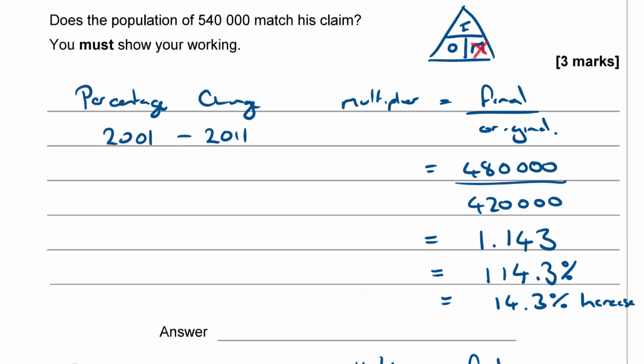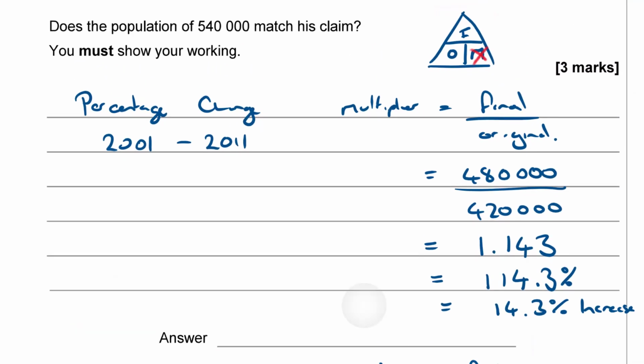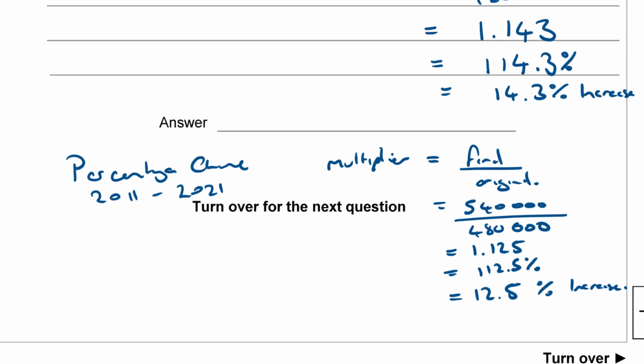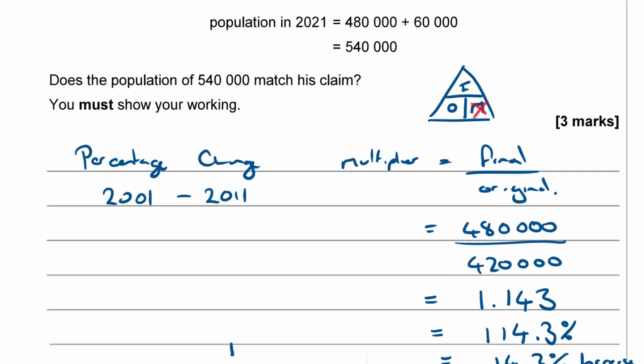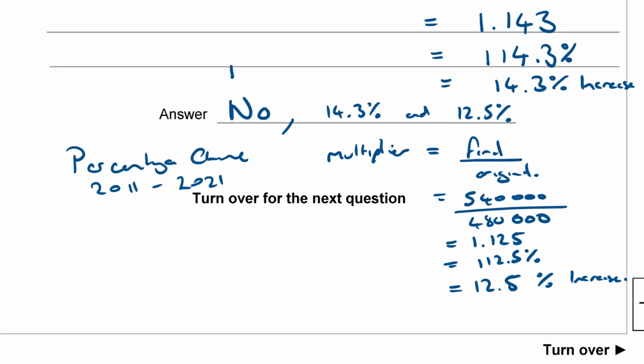So what's the answer? Does the population of 540 match his claim? No. And we've got 14.3% and 12.5%, so our two percentages. There seems to be enough space there to do all the method, or maybe I'm just not using it well. Okay, let's move on.